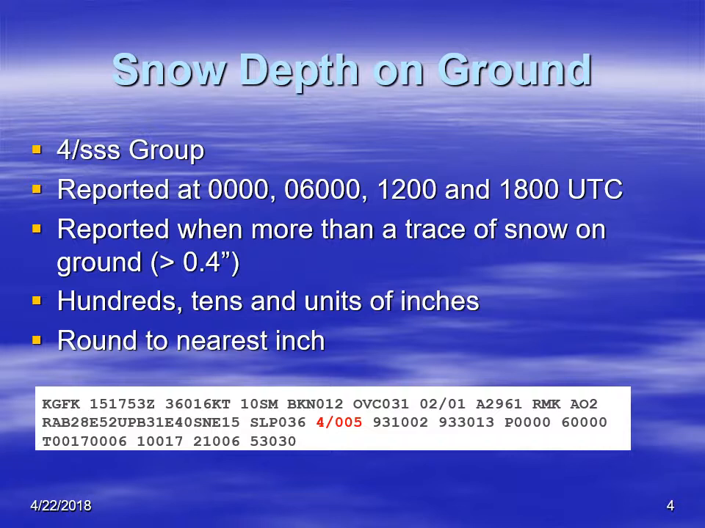And of course it's reported to the nearest inch, so there are no tenths; we round it off to the nearest inch. So in this case, looking at the bottom, 4/005 indicates that 5 inches of snow are on the ground.